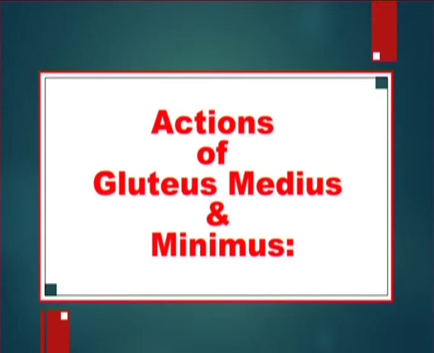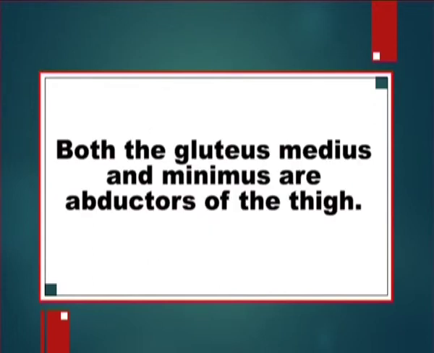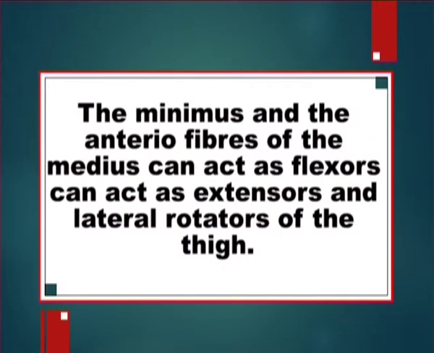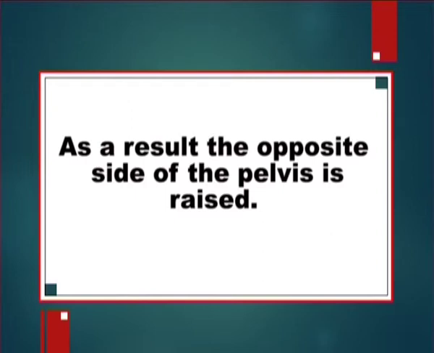Action of gluteus medius and minimus. Both the gluteus medius and minimus are abductors of the thigh. The minimus and the anterior fibers of the medius can act as flexors, and the posterior fibers can act as extensors and lateral rotators of the thigh. With the femur fixed as in standing, the medius and minimus pull the corresponding side of the pelvis downwards by rotating it over the head of the femur. As a result, the opposite side of the pelvis is raised.